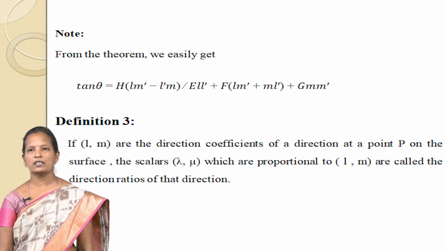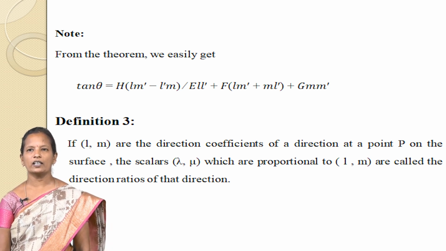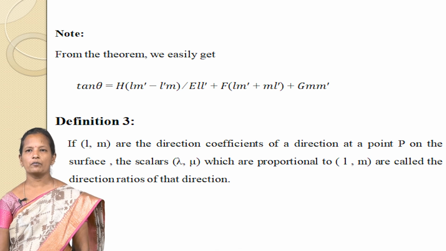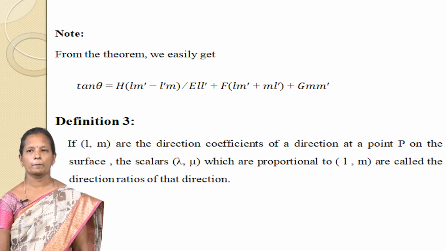So from this theorem we can easily get the tan theta value. What's the tan theta value? We discussed the sin theta value and the cos theta value, so sin by cos is tan theta, isn't it? So tan theta is equal to H into L m dash minus L dash m divided by E L L dash plus F into L m dash plus L dash m plus G m m dash.